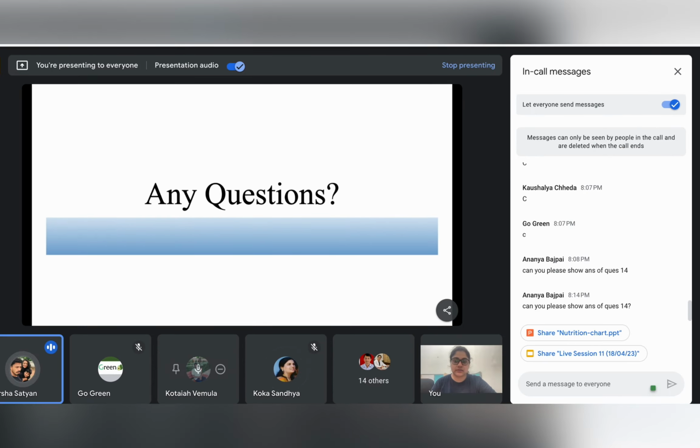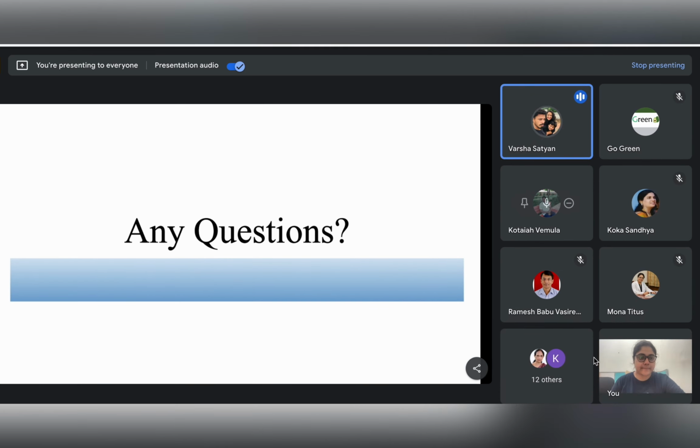Ma'am, if there is a question regarding a growth chart or something, will we get the growth chart to see and check? That I am not sure. I don't think you'll be getting the growth chart.